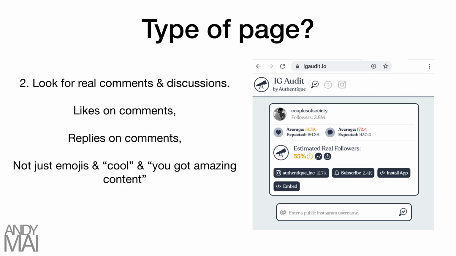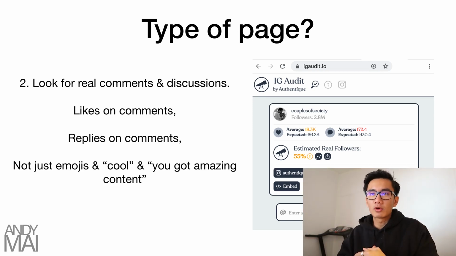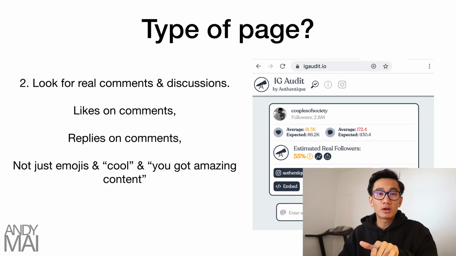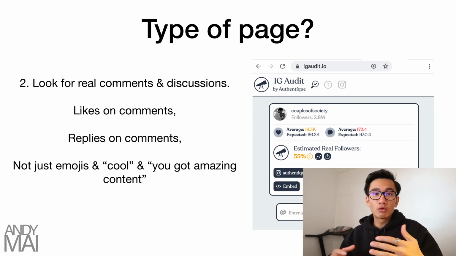Two, you want to look for real comments and discussions. You want to look for people liking comments. You want to see comments being pushed up to the top by getting a lot of likes. You want replies on comments, and you just want it to be really legit, because people nowadays are getting really good at faking their IG. They're able to buy comments, buy likes, and that's why the number of comments no longer determine if a page is real or not. You have to manually go through the comments, and you want to actually see if the comments are real or not. The fake comments will be just emojis. They'll say stuff like, cool, you got amazing content, thanks for sharing. But the real comments are just like normal people tagging their friends back and forth, and that's exactly what you're looking for.